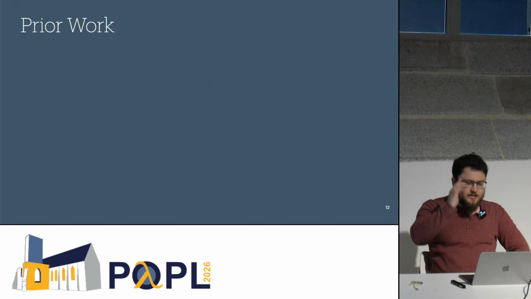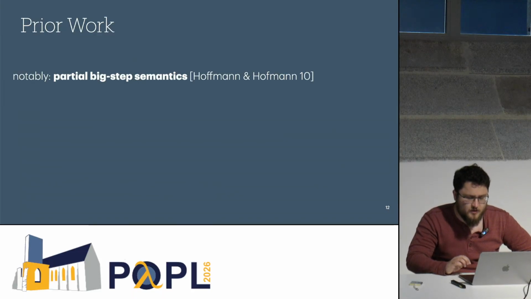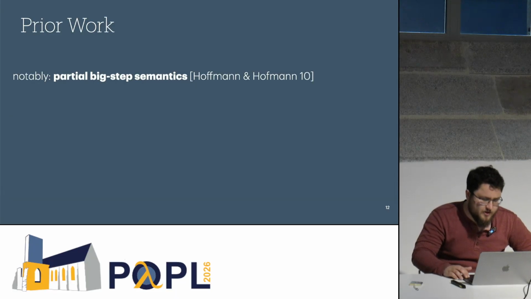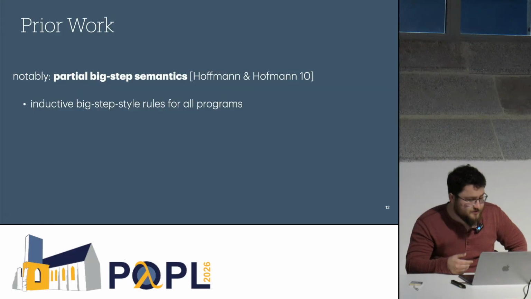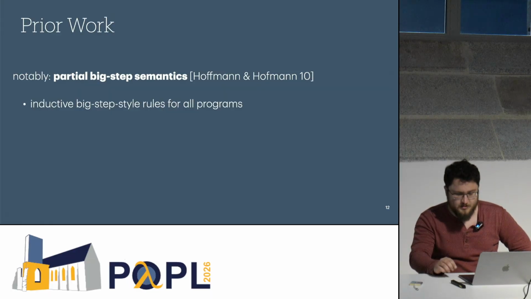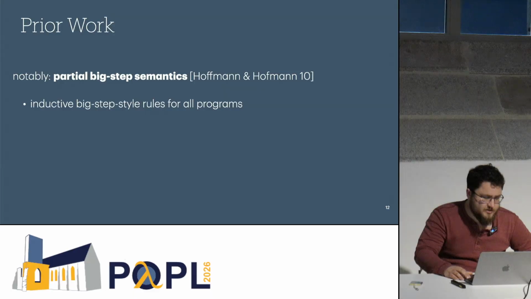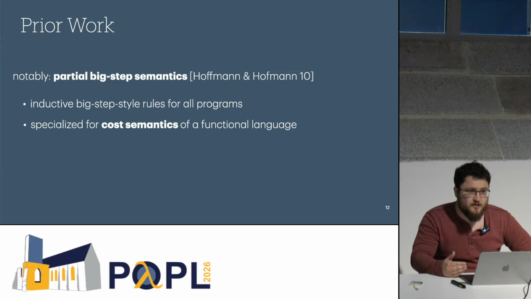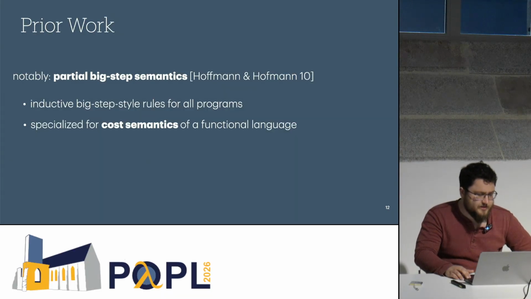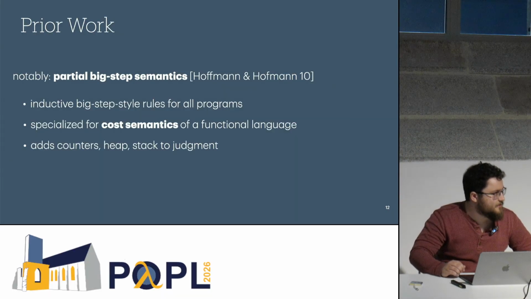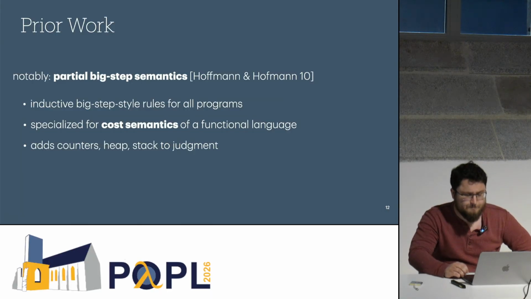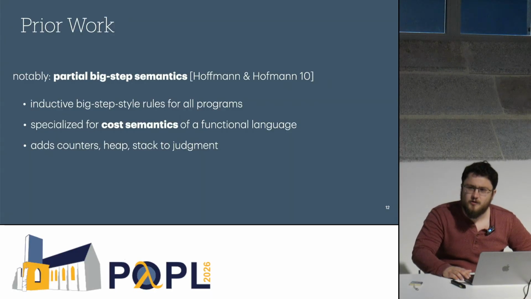Now, there is actually one other piece of prior work that I haven't mentioned yet, and that is the partial big step semantics of Hoffmann and Hoffmann. So this work can capture non-terminating programs inductively in a big step style, which is almost everything on our wish list. But like the other inductive work we saw, it isn't quite all that simple. You see, this work is specialized for giving the cost semantics of a functional programming language. And to do this, it actually augments its judgments with quite a few things, counters as well as heap and stack. But unlike other work, these augmentations don't actually play a big role in how the system reasons about non-terminating computations.